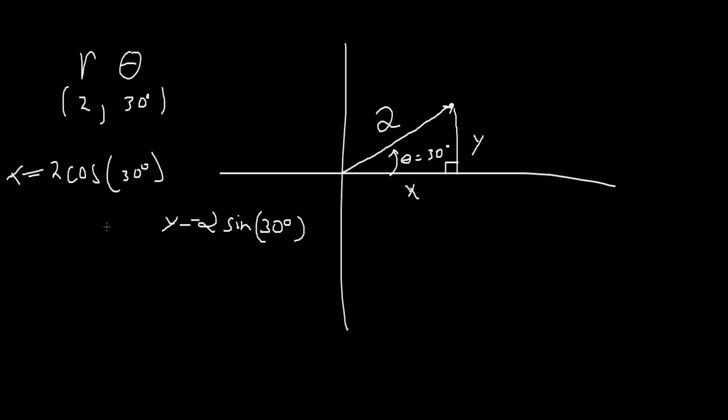Now, if you remember this from special right triangles, you know that these values are going to wind up being, so for the cosine, that's the longer side, so it's going to be square root of 3. And for y, that's going to wind up being a 1. Because it's a special right triangle. Square root of 3, 1, 2 triangle. 30, 60, 90 triangle.